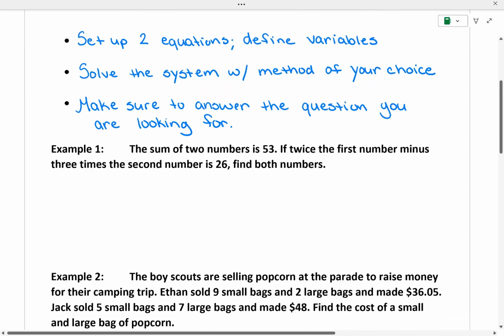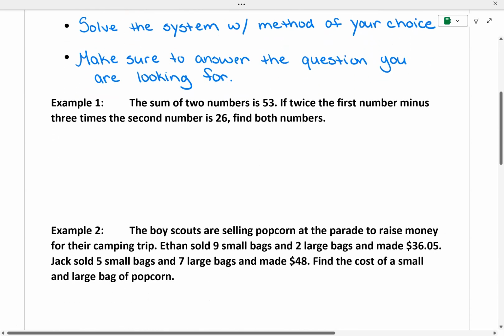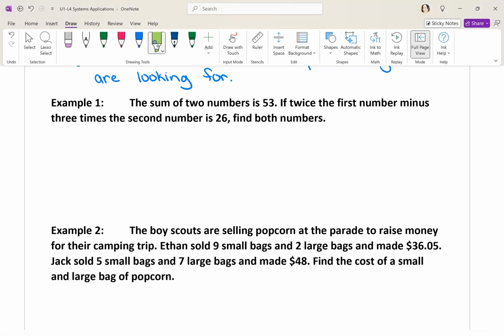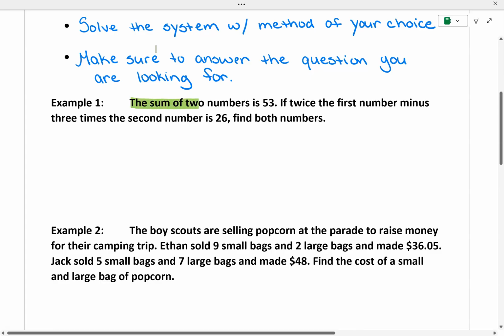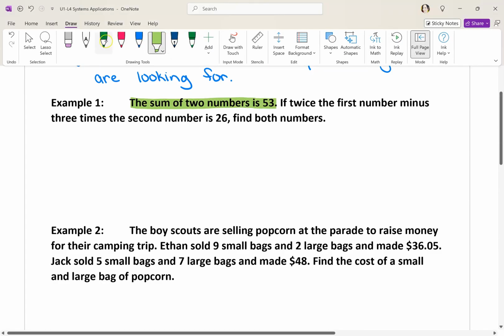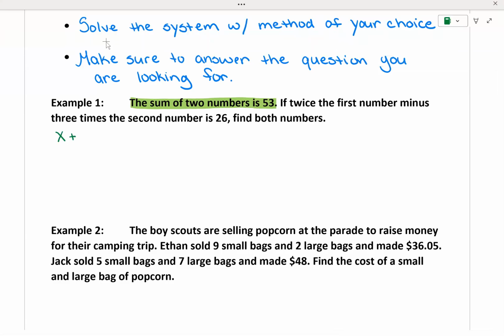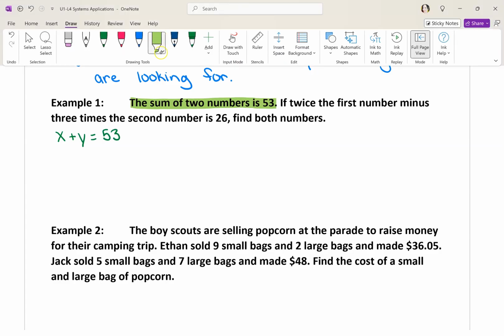Here we have example 1. Example 1 says the sum of two numbers is 53. So I want you to think about what it means when it says the sum of two numbers is 53. Okay, so that just means some number added to some number is 53. Okay, let's read the next part.